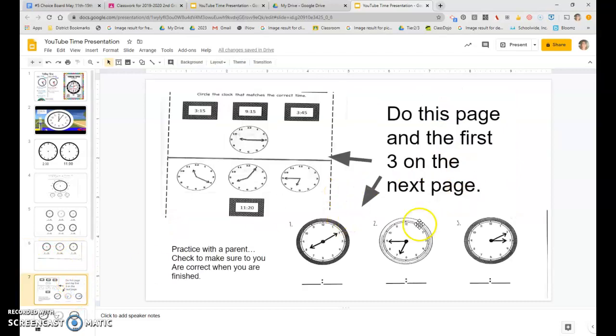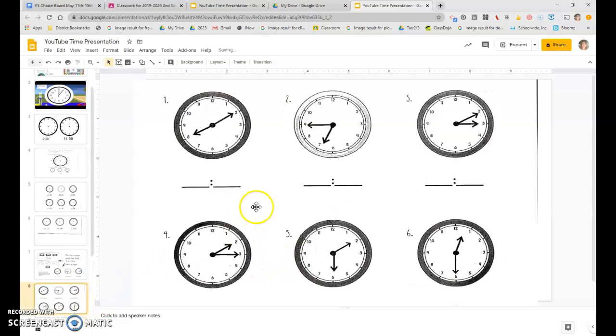All right, what I would like you to do right now is practice with the parents. So I want you to do these 3 problems on your own, and then have mom and dad check it over with you to make sure you're understanding how to count by 5s, how to document your hours and your minutes before you proceed on to the next few pages of independent work. Once you have those right, I want you to go to the next few pages.